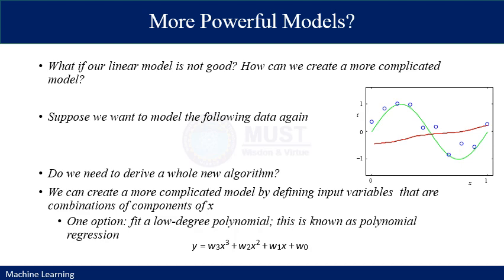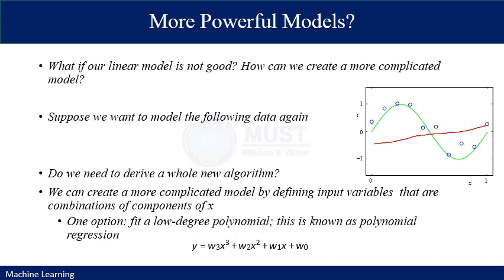So do you need to derive a whole new algorithm for this, or on the other hand, do you need to tweak the input parameters to capture these details? You can create a more complicated model by defining input variables that are combinations of components of the feature vector. One option is to fit a low degree polynomial model instead of a linear model. This is known as polynomial regression.